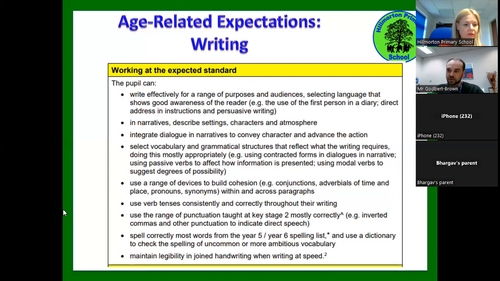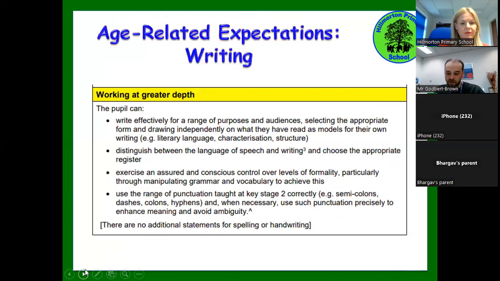So it's all of the ones that are here, and then in addition to that, they need to be able to distinguish between the language of speech and writing and choose the appropriate register. It's really developing that flow with their writing. That's what pushes them over into the greater depth standard, where all these different elements that they've learned across Key Stage 2, they're putting together and they've got a piece of work that really flows. That's where they end up in the greater depth standard, using the range of grammar and range of punctuation taught at Key Stage 2, using it fluidly and fluently, I would say. There are no additional statements for spelling or handwriting.